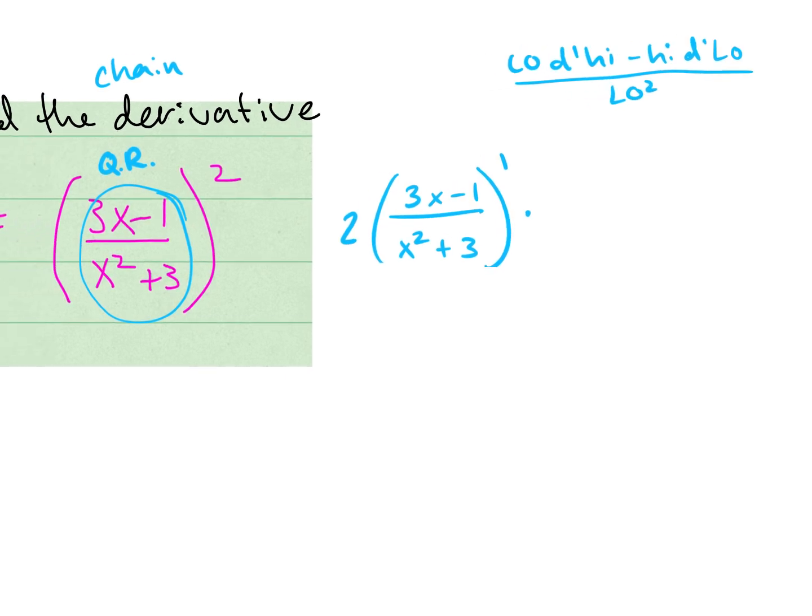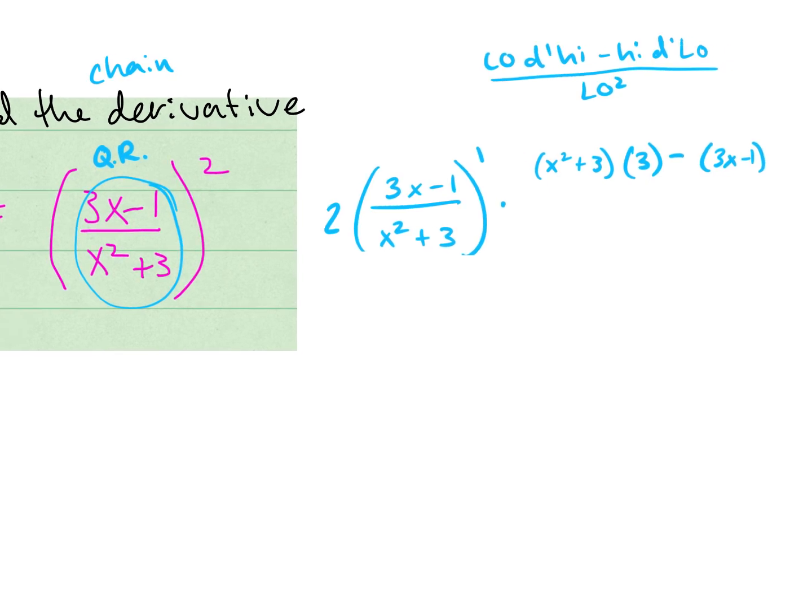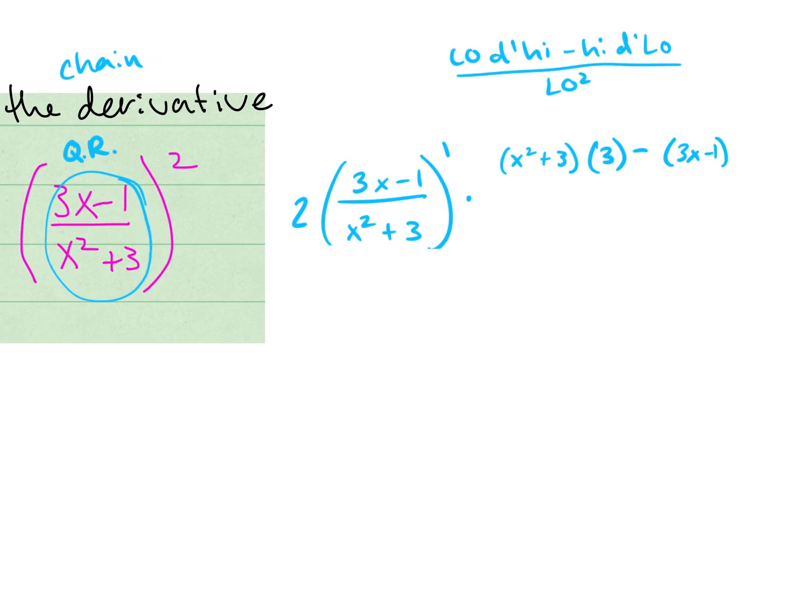So low would be x squared plus 3 times the derivative of our numerator. What's the derivative of our numerator? 3 minus high, which is 3x minus 1, times the derivative of our denominator. What's the derivative of the denominator? 2x, over (x squared plus 3) squared.